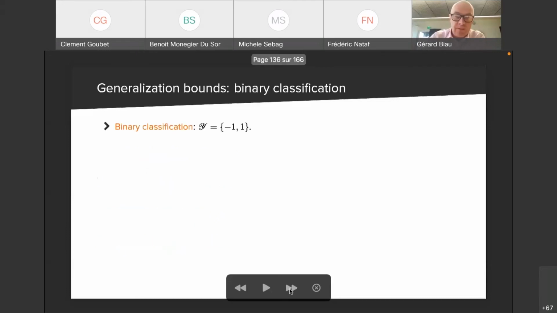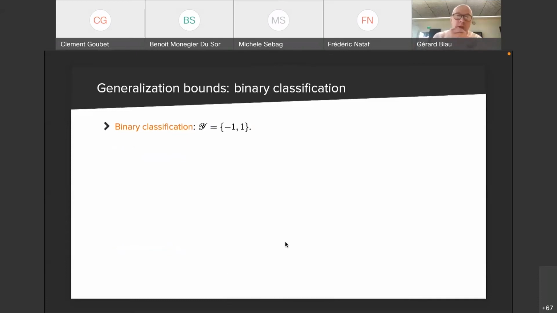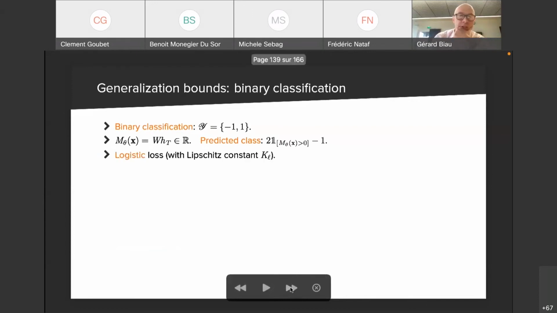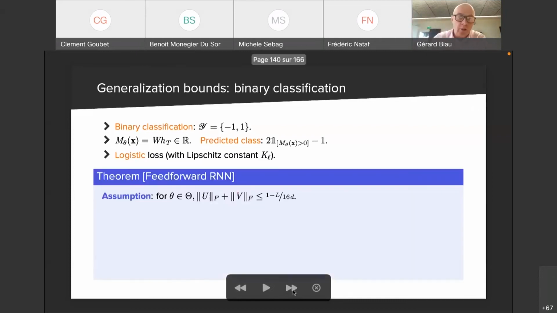10 minutes maximum. So now let's see how we can derive guarantees from what we have done. So back to the binary classification problem. We have the neural network, the predicted class, so nothing has changed. And I use a logistic loss. It's a loss which is a little bit smoother than the hard thresholding loss.